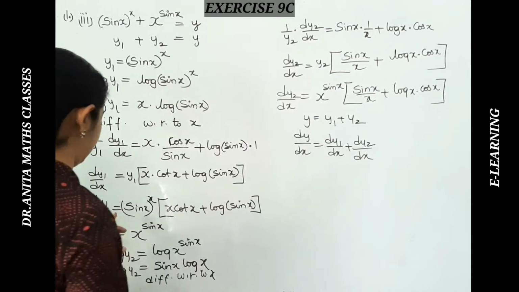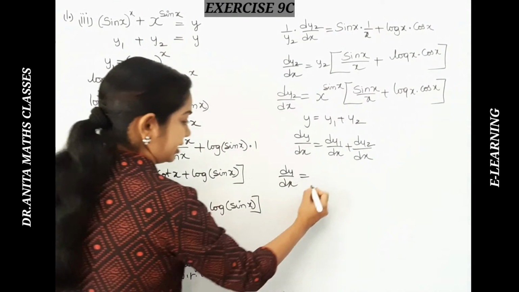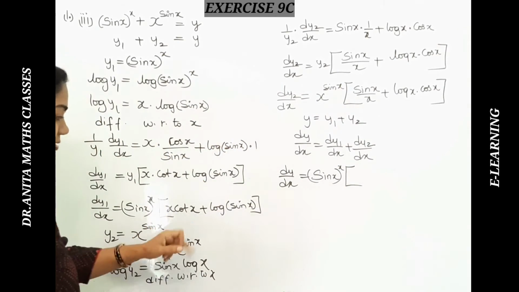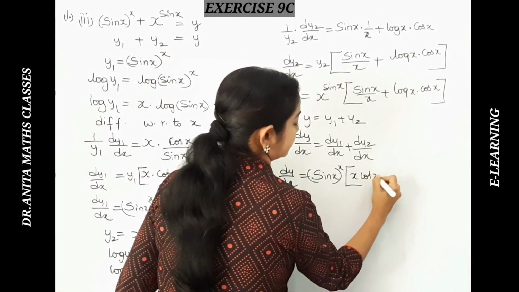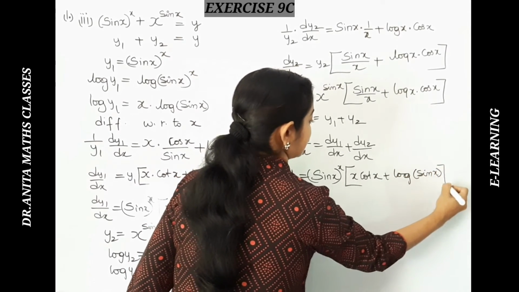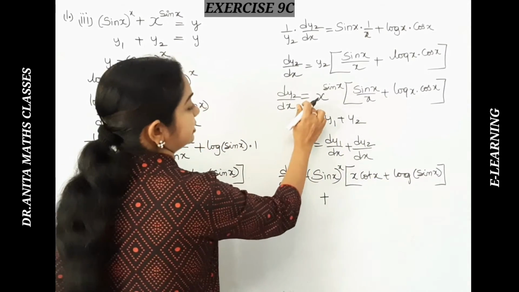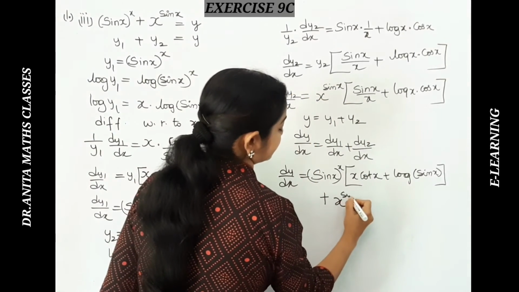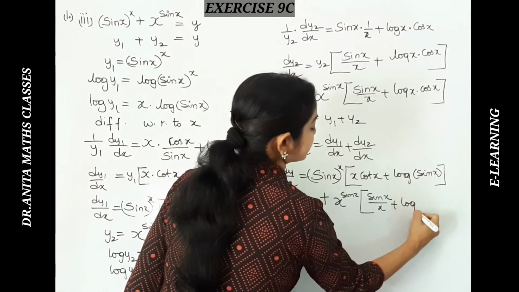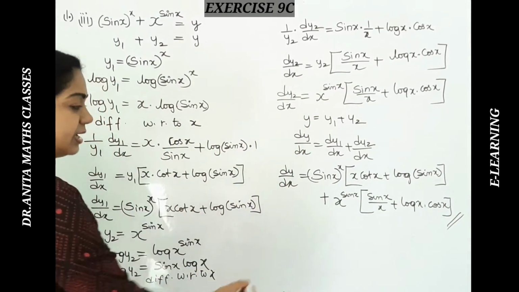What do we get? dy upon dx is equal to sin x raised to the power of x, multiplied by (x cot x plus log of sin x), plus dy2 by dx, that is x raised to the power of sin x multiplied by (sin x by x plus log x cos x). Okay, so this is the final answer. Pause it and note it down.